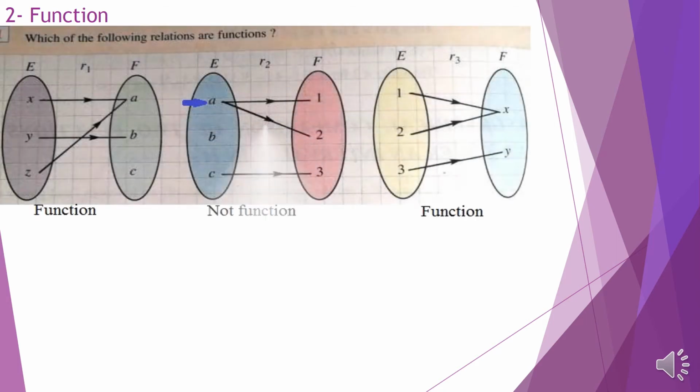Which of the following relations are functions? Now function نوصل للهدف الأساسي اللي احنا بدنا إياه إنه إمتى بيكون الشكل هو function. Relation R1 from E into F is function. Relation R2 from E into F is not function. Relation R3 from E into F also function.